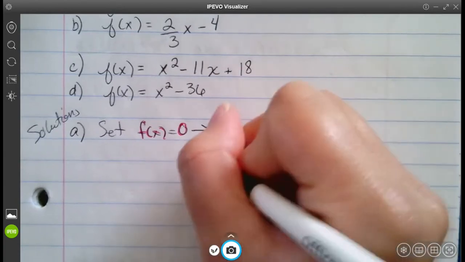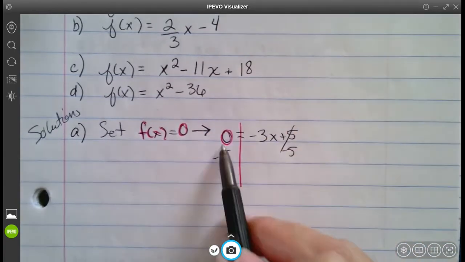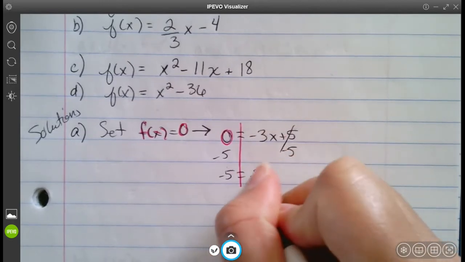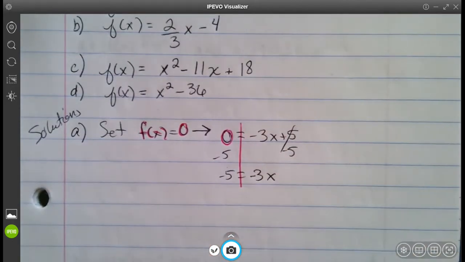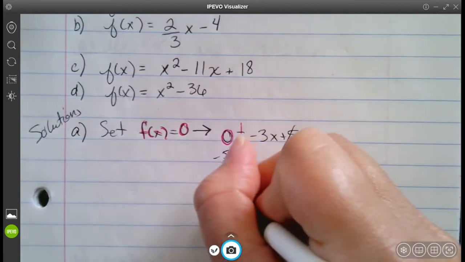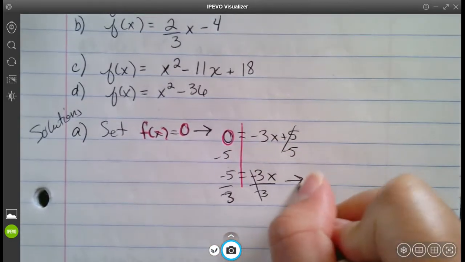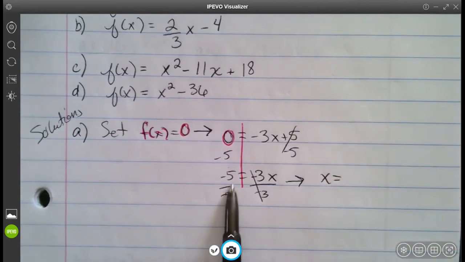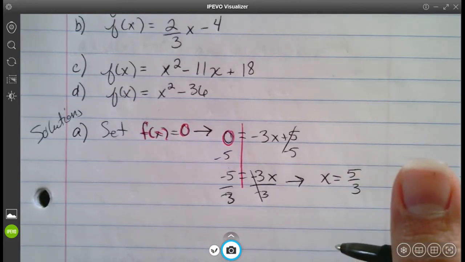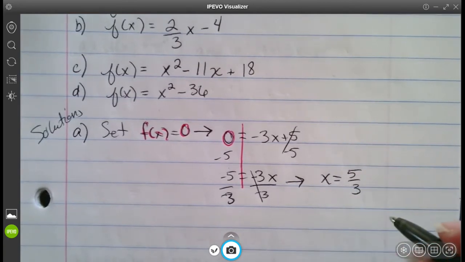So I'm going to subtract 5. 0 minus 5 is negative 5. Bring down that negative 3x. Okay, divide both sides by negative 3. And so therefore x is going to be equal to, both negatives are going to cancel out to a positive, so it looks like 5/3, or approximately 1 2/3, which is 1.6, and it goes on forever.